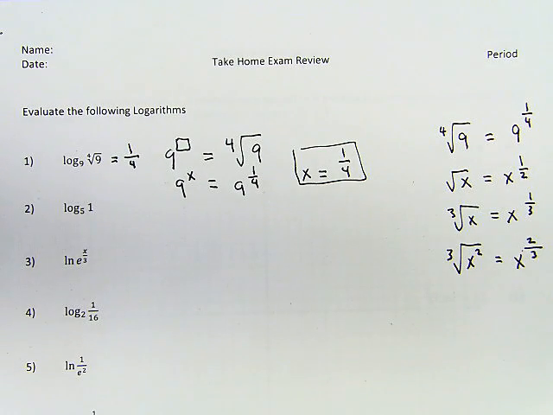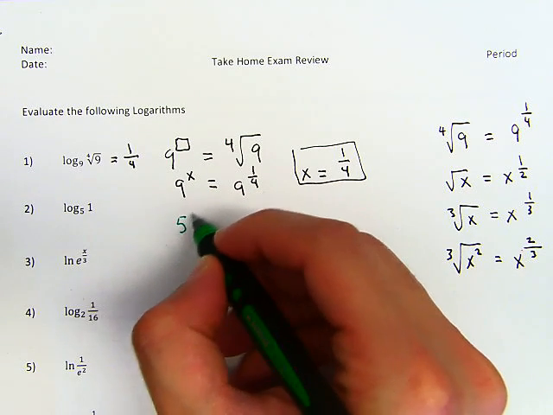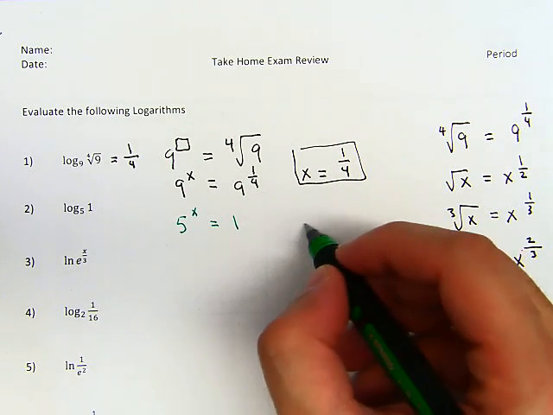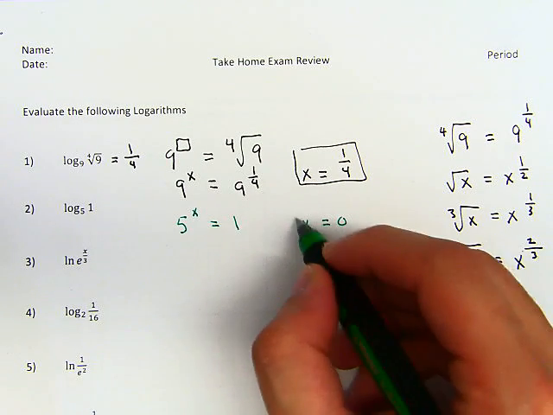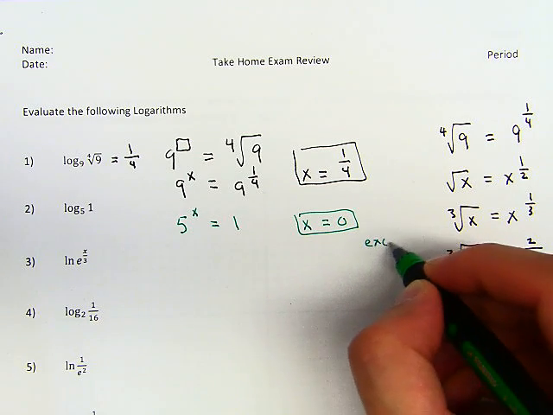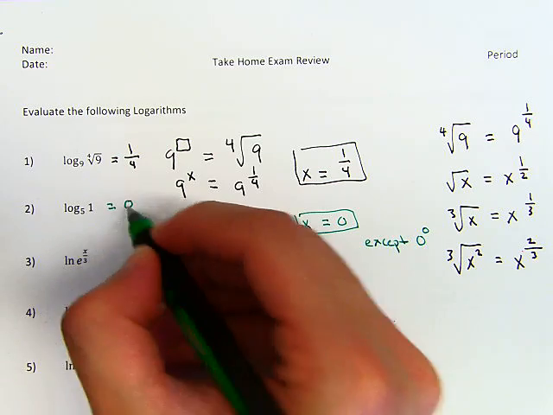Let's do this in a different color. Let's do it in green. It's saying 5 to what power is 1? And that one's not too bad. This should just be to the 0, right? Because anything to the 0 is 1, except 0 to the 0, which you're not allowed to do. So this is equal to 0.